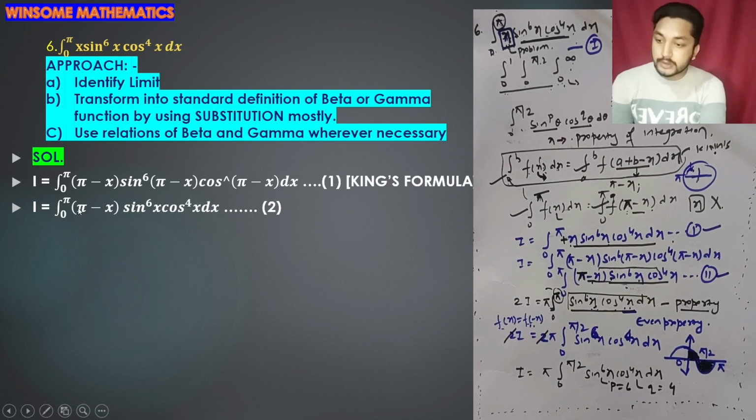So now 0 to pi, 0 to pi minus, sin 6x cos 4x, because this is positive in the second quadrant and this is an even function. Okay, clear.